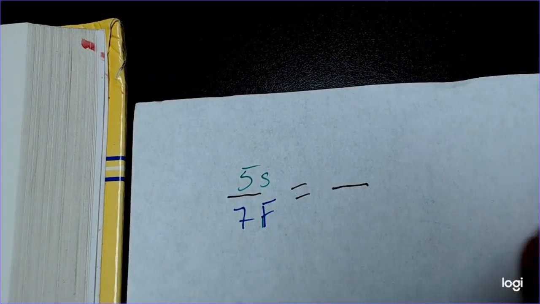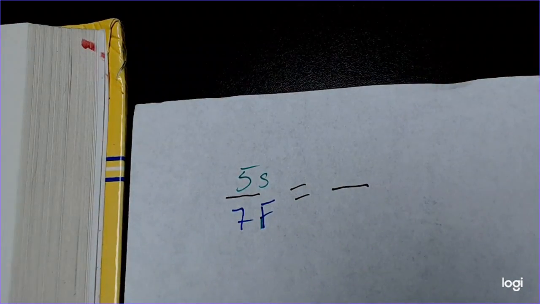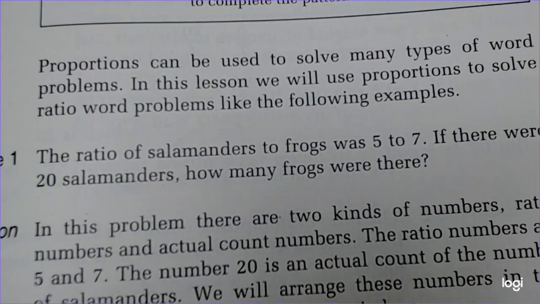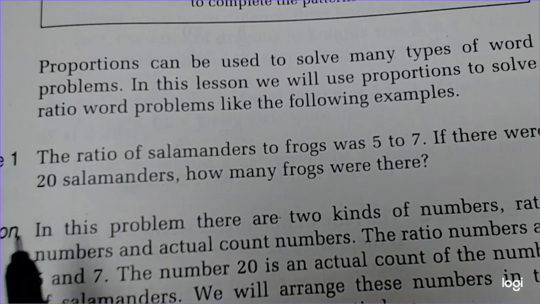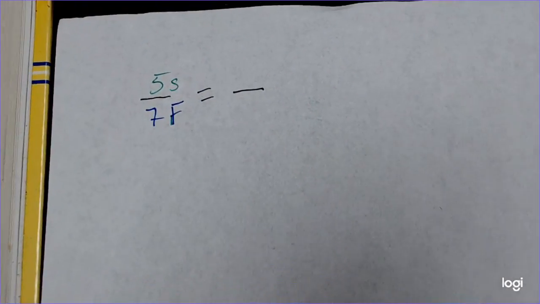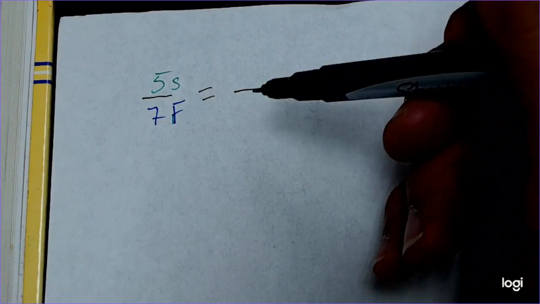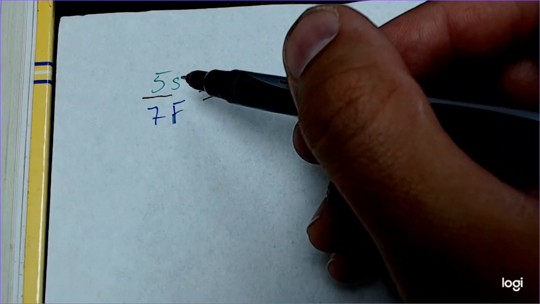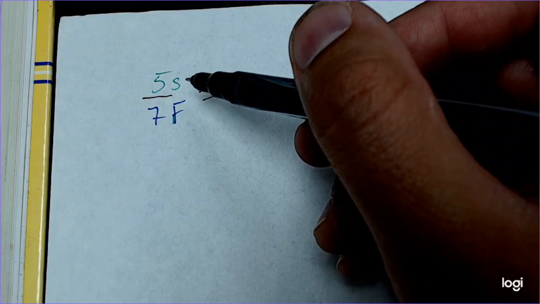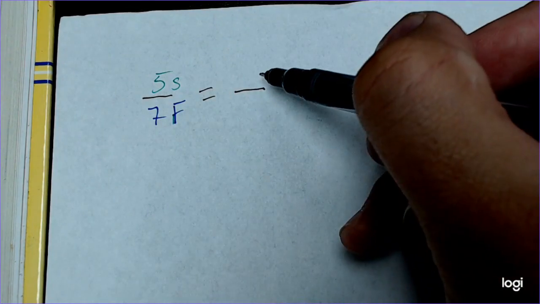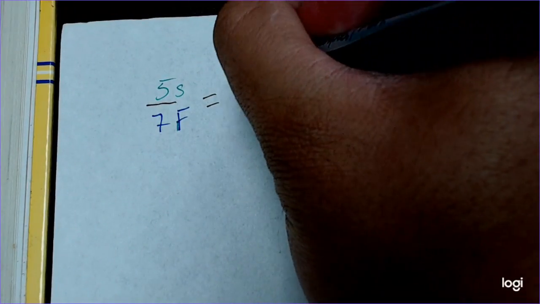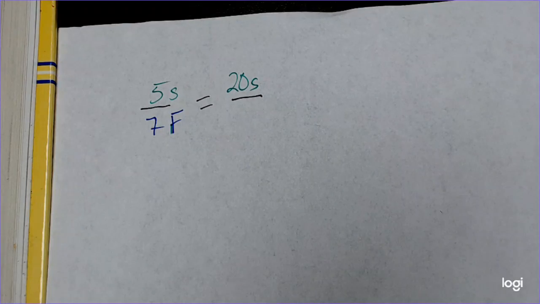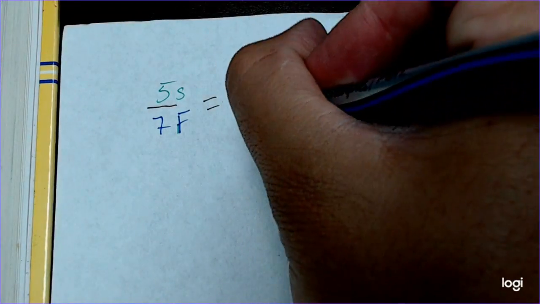Now it's very important that we put these letters here. These letters are labels, so that we know which number refers to which, and that's very important for this next part of the problem. Now they tell me if there were 20 salamanders, how many frogs were there? So now I've got this number 20, and it needs to go over here somewhere. The way I'm going to figure out where the 20 goes is I'm going to line it up with the same type of item, and I only know the types of items if I properly labeled them before. Since they told me 20 salamanders, I'm going to put it on the top where 5 salamanders is. So 5 is to 20 salamanders. Now all I have to do is find the missing number of frogs.